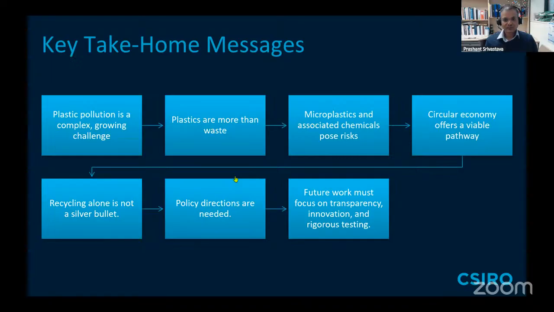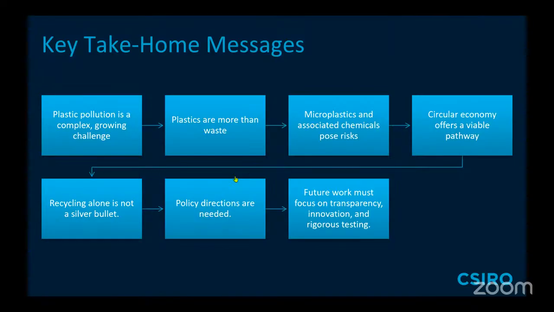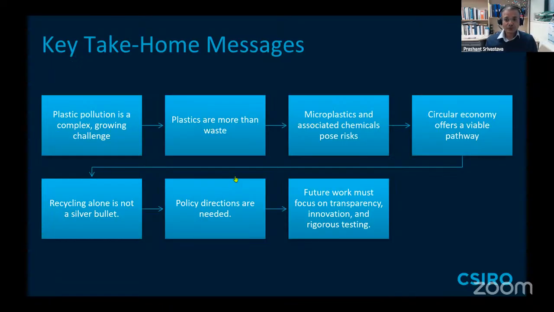These chemicals, especially phthalates, bisphenols, PFAS, and 6-PPD quinone, are often unbound and can leach into air, water, soil, and ultimately our food chains. And this happens not just at the end of life, but across the entire plastic life cycle. The circular economy offers a compelling and necessary solution.